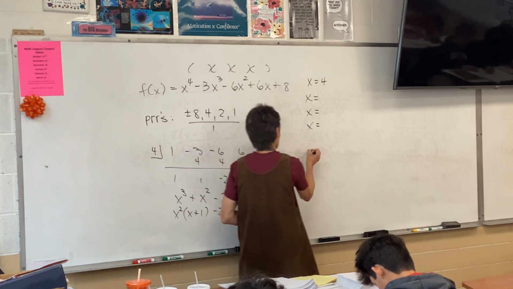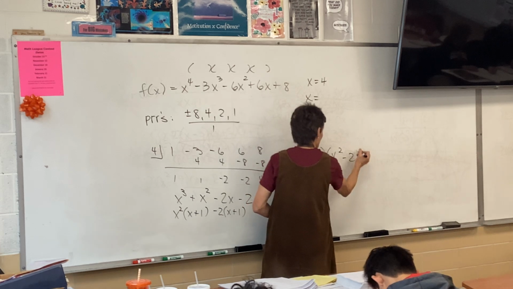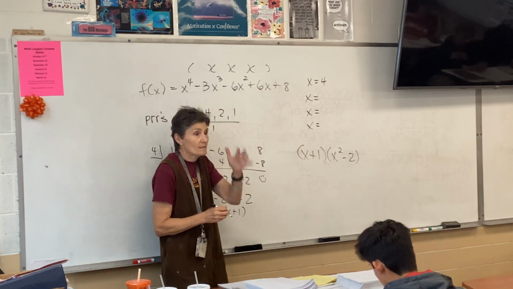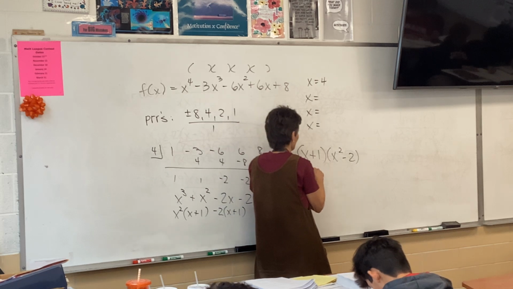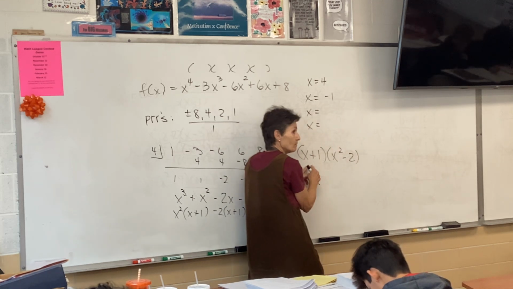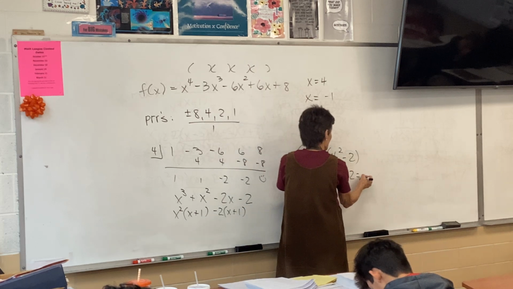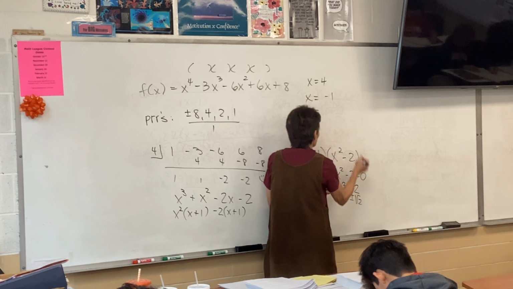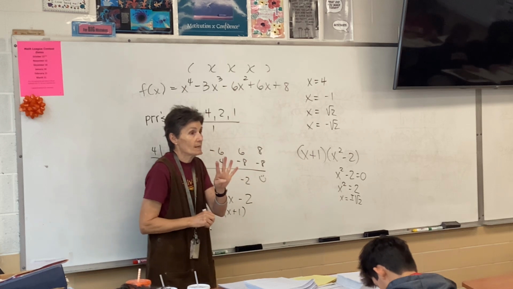So I've got x plus 1 and x squared minus 2. Now again, our job is to find what does x equal. So this one's easy. X equals negative 1. And then x squared minus 2, if I solve that, x equals plus or minus root 2. So there are my 4 answers.